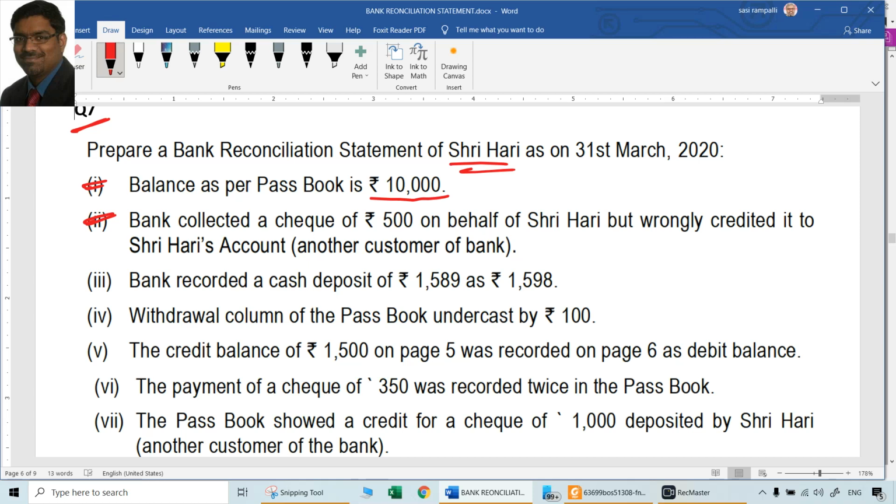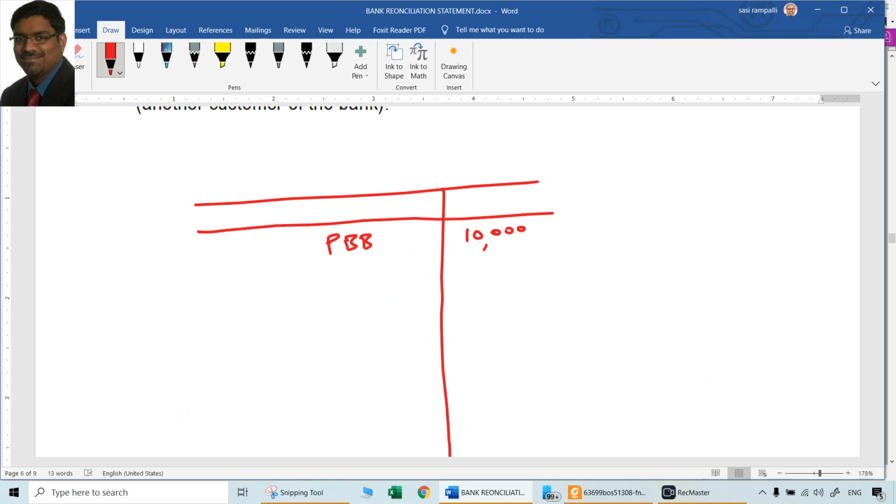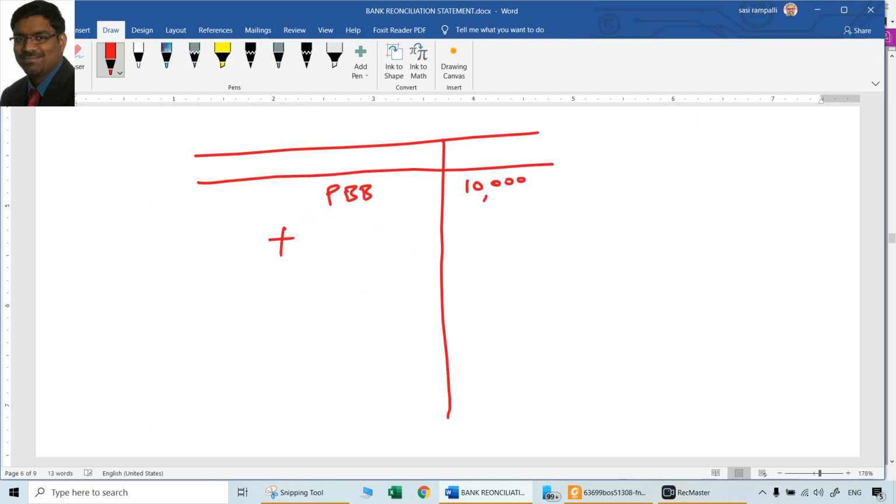Because of this mistake, what would have happened? This first impact is in the passbook only, because bank did this mistake. Because of this, our balance in the passbook according to the bank will be lower, because they did not credit our account, which they should have done. Because of this mistake, naturally the passbook balance will be lower. So what we should do, if it is already lower, we need to add 500 rupees.